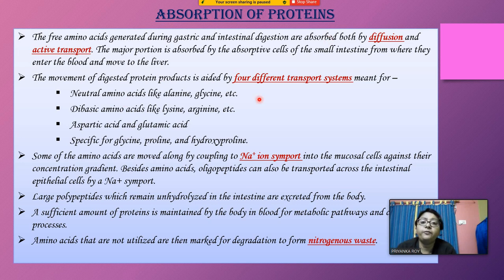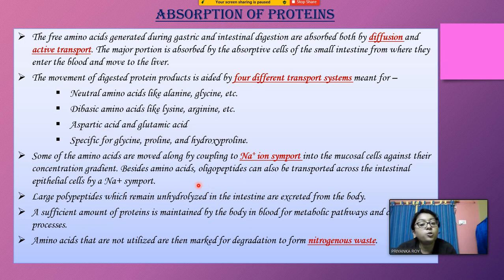So, there are 4 different transport systems. These are meant for neutral amino acids like alanine, glycine, dibasic amino acids like arginine, aspartic acid, glutamic acid, and also specific for glycine, proline, hydroxyproline. By the help of these 4 different transport systems, the absorptive cells of the intestine absorb the amino acids and they enter the blood, and from there it enters to the liver.